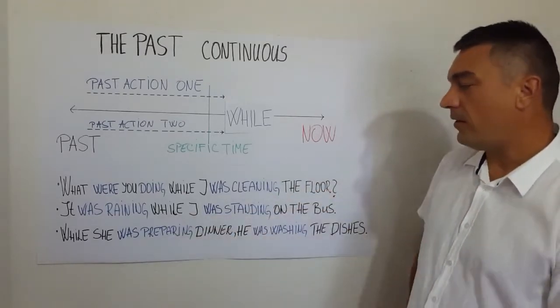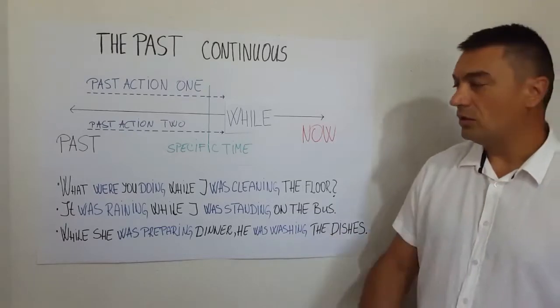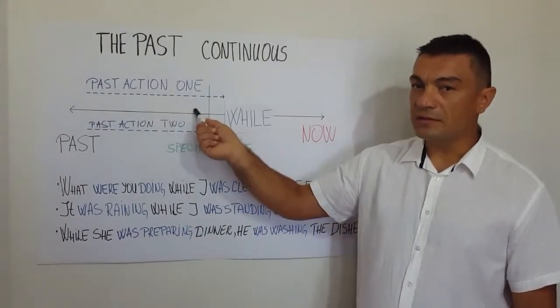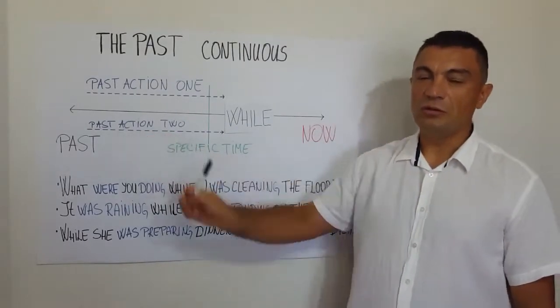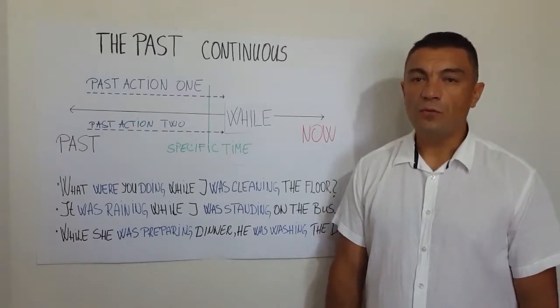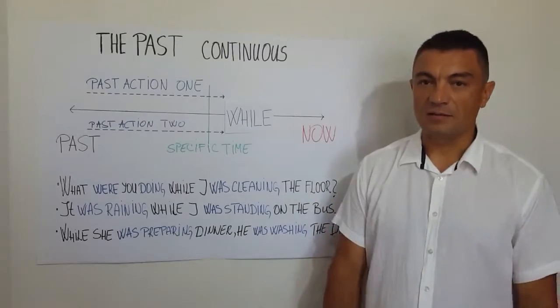While she was preparing dinner, he was washing the dishes. Was preparing? Past action 1. That was in progress. Washing the dishes? Past action 2. That was in progress. They were both going at the same time in the past.